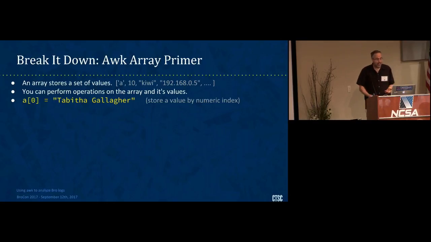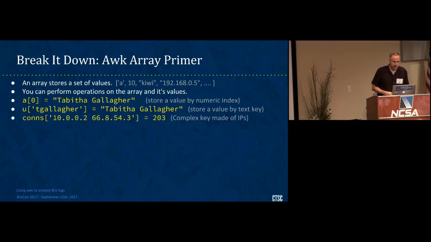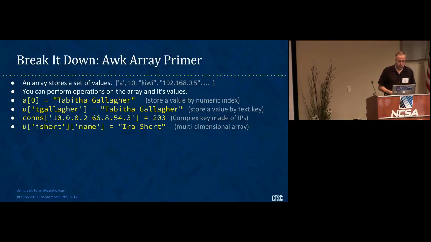This shows how I would assign Tabitha Gallagher, the string, somebody's name, into the first index of the array called A. And this is another array called U where, instead of using an index number, I use an associative array key, the username, to say this username's real name is Tabitha Gallagher. You define it however you want. This shows another example where I'd use an array that I make up, and it's made up of IP pairs, maybe the from and to host, and maybe the value is the number of connections made between those two hosts. So that would be a good example of the way you'd use an array in awk.